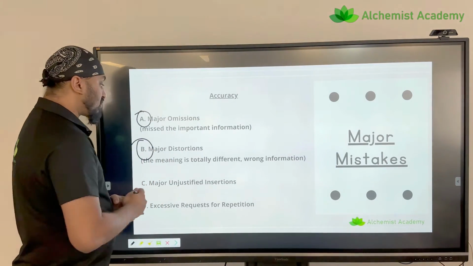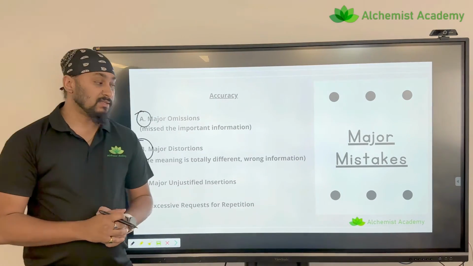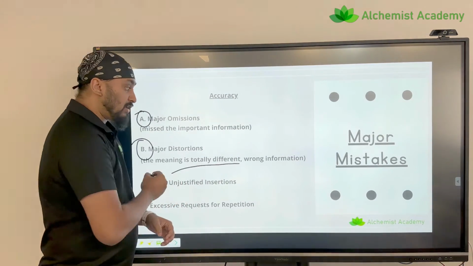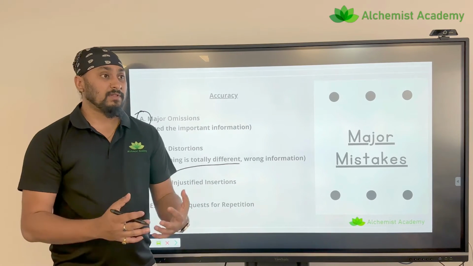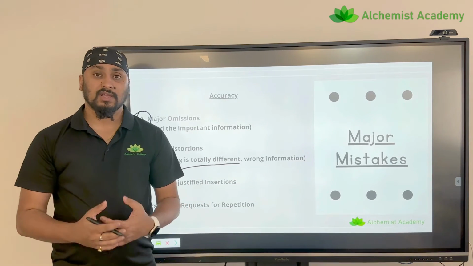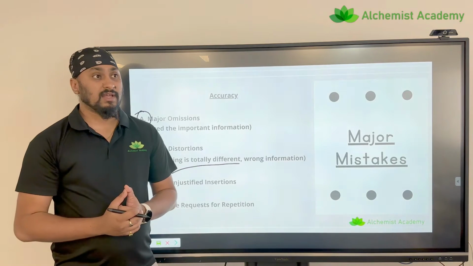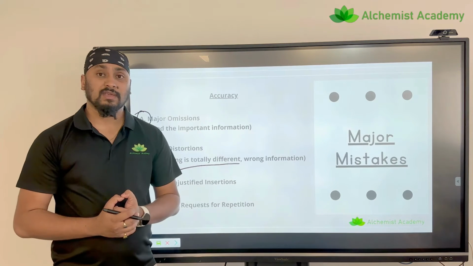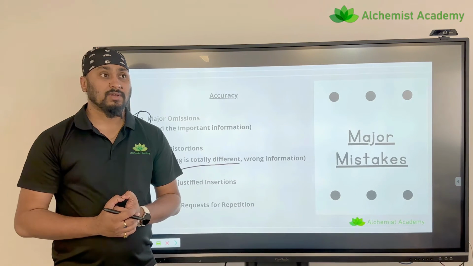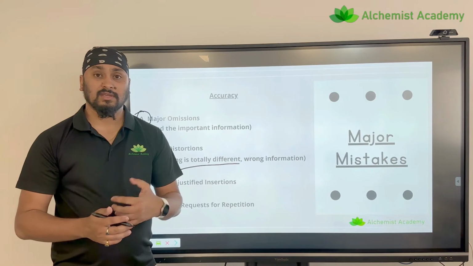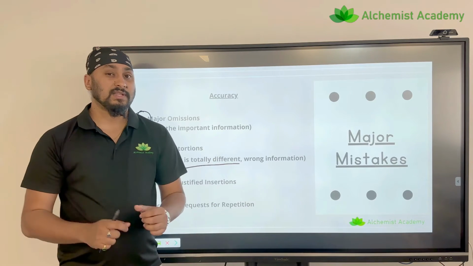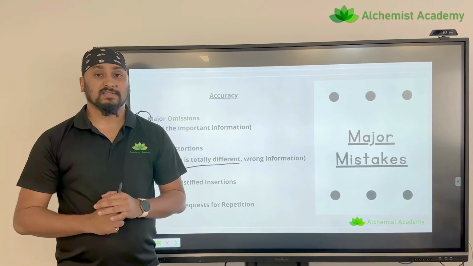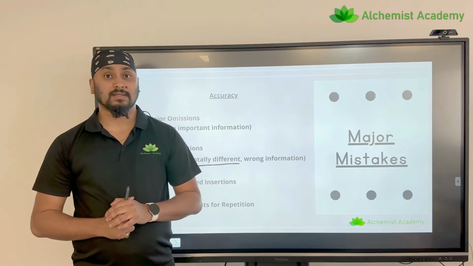Next, major distortion. Major distortion simply means that you have either given a totally different meaning or you've given completely wrong information. So simply saying, if the dialogue is saying, good morning, how are you today? How may I help you? Instead of that, you're saying, good morning, I was thinking about you. How can we help each other? Or you just went off the topic. And this usually happens when you're focusing excessively on vocabulary and not the sentence.